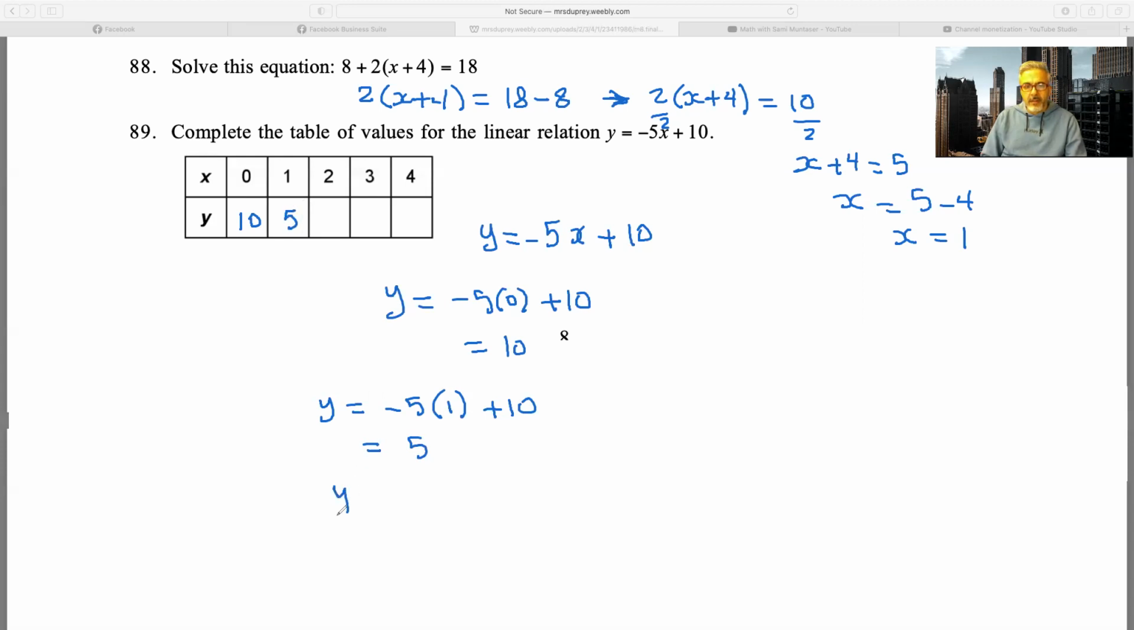And now we'll just do the next one. It's negative 5 times 2, because that's the x value right there, plus 10. That gives me negative 5 times 2, which is negative 10, plus 10 gives me 0. Now I'm seeing a trend here. As the x increases by 1, the y values go down by 5. So I know my next answer is going to be negative 5, and my next answer is going to be negative 10, because you're going down by 5.